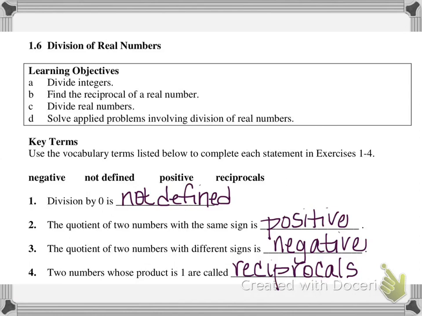One thing we do need to address is the number 0, though. Division by 0 is not defined. So if you're trying to divide by 0, or if 0 is in the denominator of a fraction, that's going to be not defined. The quotient of two numbers with the same sign is positive. The quotient of two numbers with different signs is negative. And two numbers whose product is 1 are called reciprocals. And so we're going to look at some examples of these.